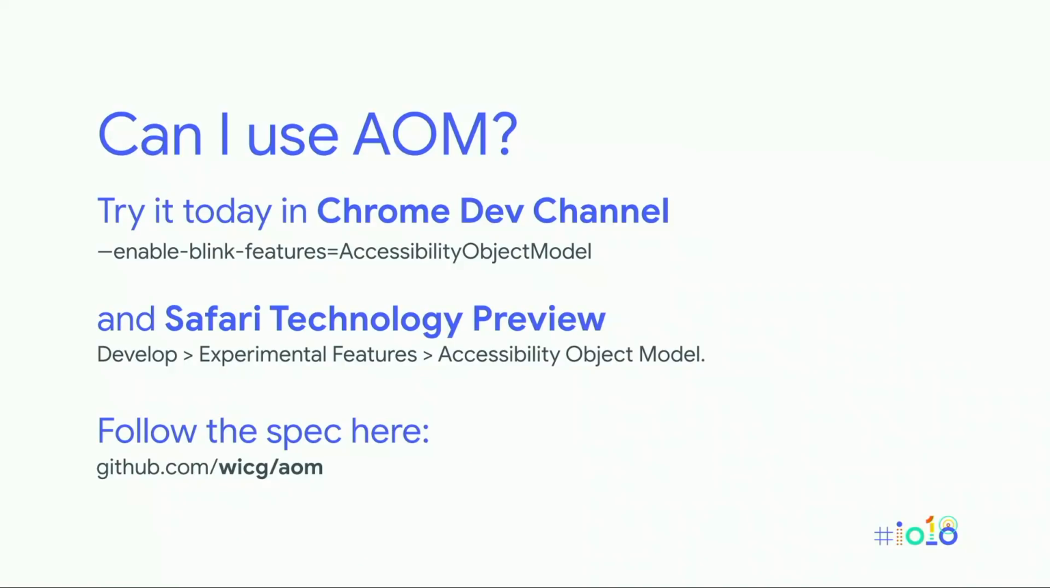So github.com/WICG, that's Web Incubator Community Group, /AOM. If you go there, you'll see the explainer, which is kind of the most up-to-date version of how we think the syntax is going to look. You can file issues if you have ideas for things you'd like to do with this, if you'd like to tell us things that you're interested in, problems you're interested in solving, or if you find bugs in implementation or in the spec or something like that.